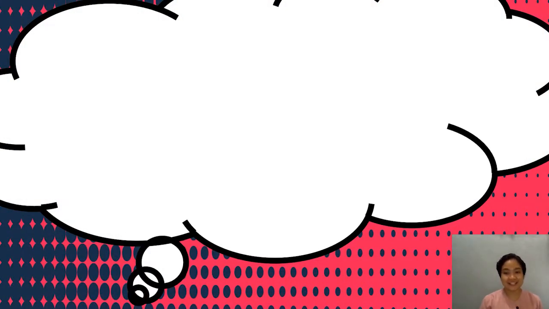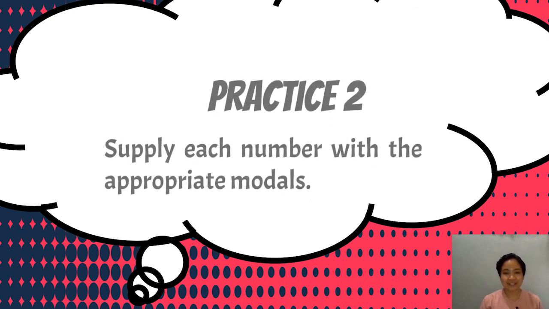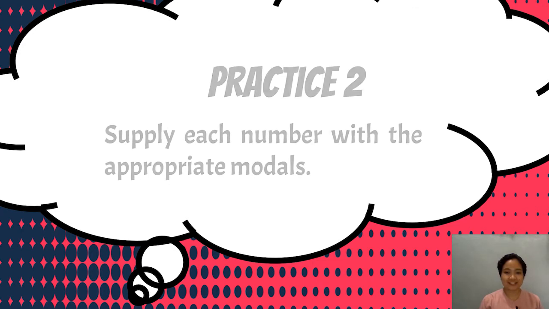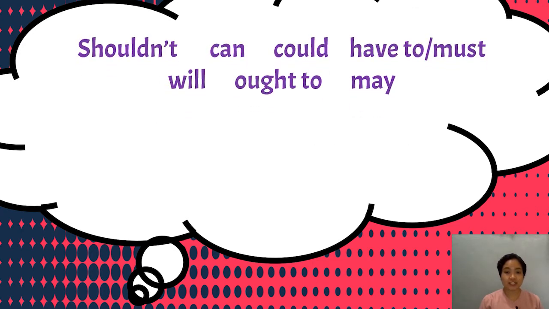Let's practice more. Did you get a perfect 5? Let's move on to practice 2. Supply each number with the appropriate modals. And these are the modals: shouldn't, can, could, have to, must, will, ought to, and may.